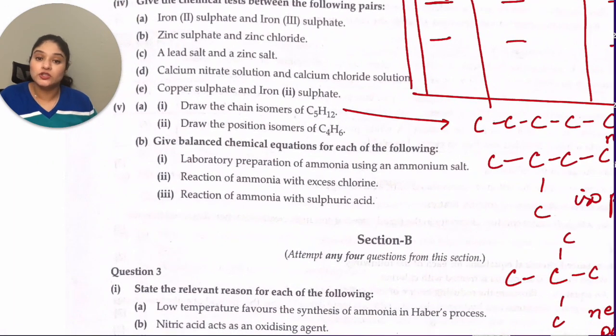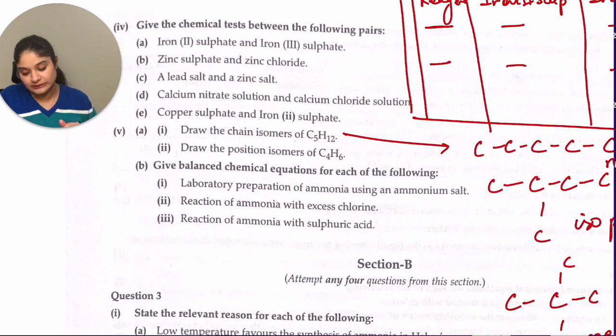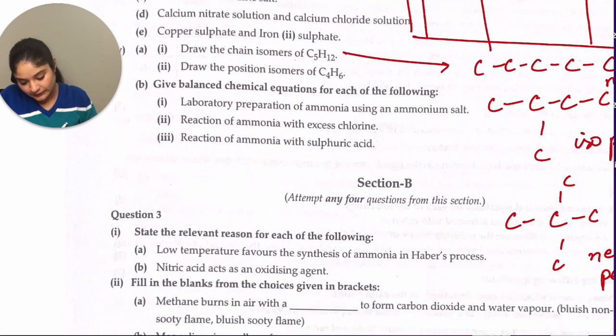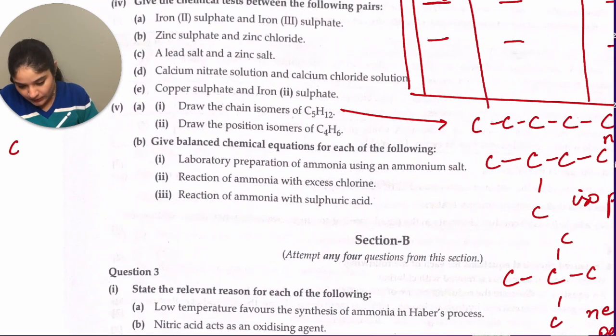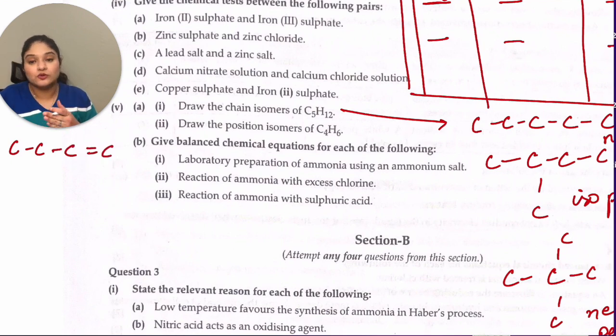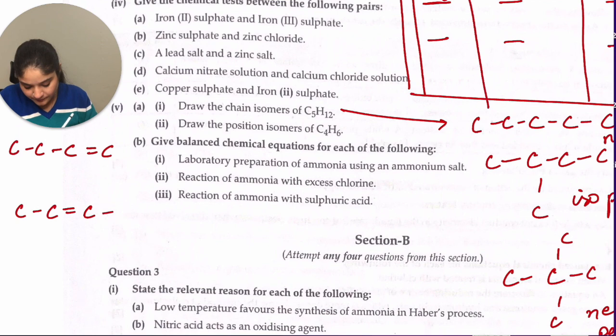Next is draw position isomers of C4H6. So C4H6, let's make that. So I'm just making it so that it is visible now. Okay, so I'm making it right here. So you have C, C, double bond C and a single bond. Let me just make it like this in the corner. So when I'm using position isomer, my double bond will be moving. So the double bond is at the end. So this is but-1-yne. I'll move the triple bond to the center. So this is but-2-yne. This is your position isomers for C4H6.